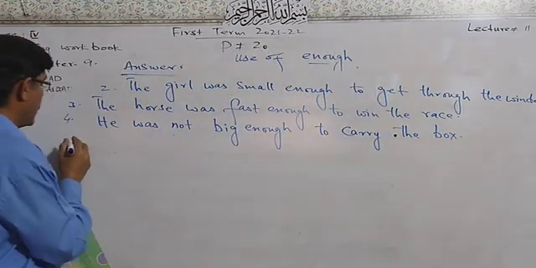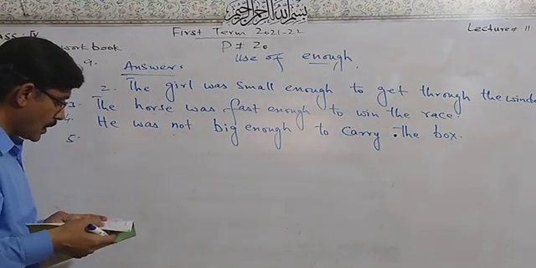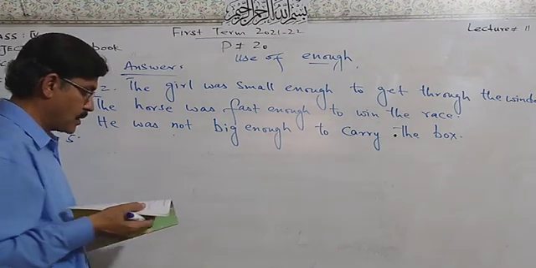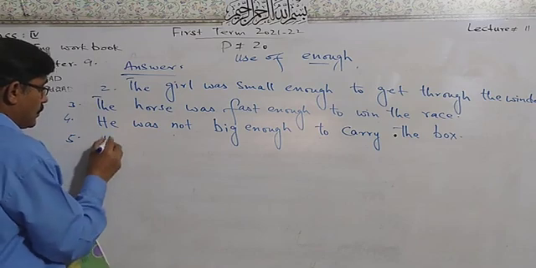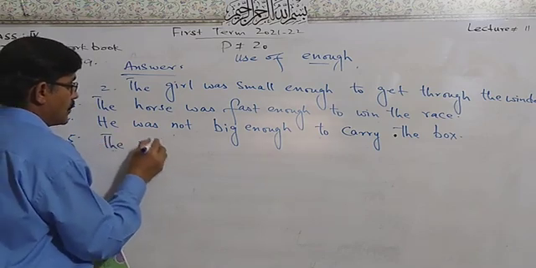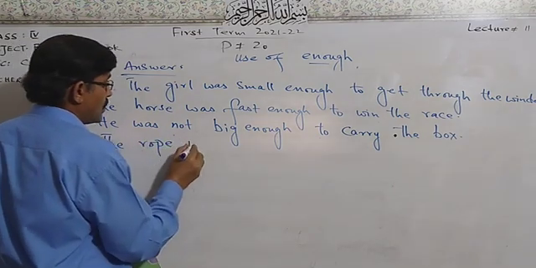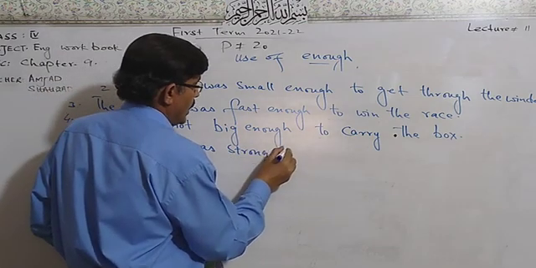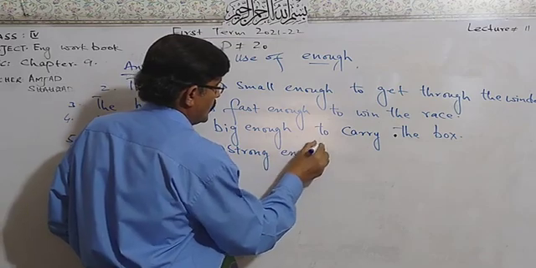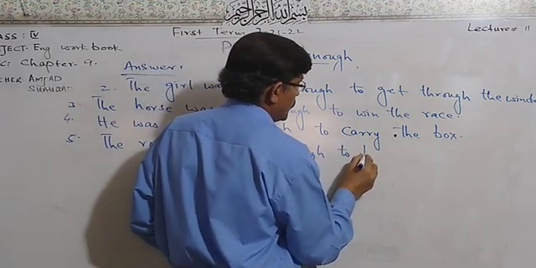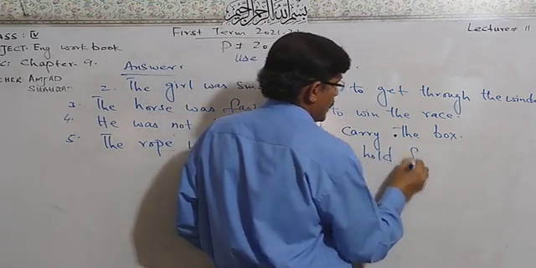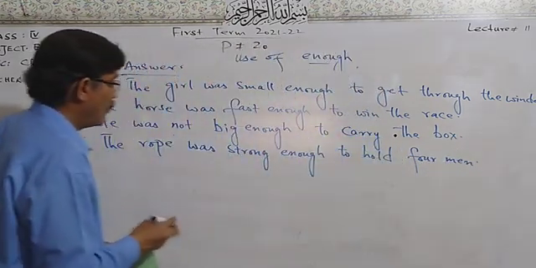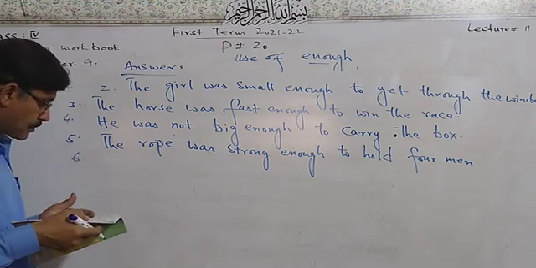Number five. The rope was strong, it could hold four men. The rope was strong enough to hold four men.